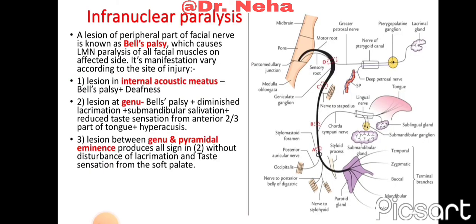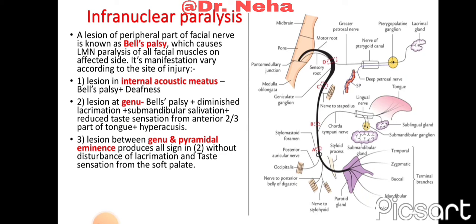Now the infranuclear paralysis. A lesion of the peripheral part of the facial nerve is known as Bell's palsy, which causes lower motor neuron paralysis of all facial muscles on the affected side. Its manifestations vary according to the site of injury. They are: first, when there is a lesion in the internal acoustic meatus, it causes Bell's palsy along with deafness.